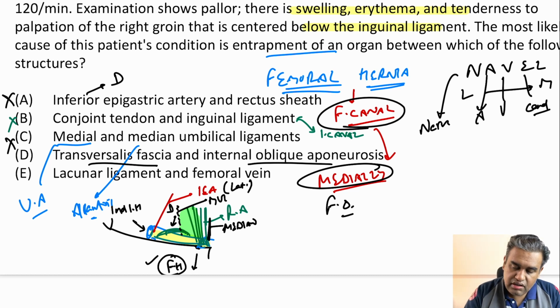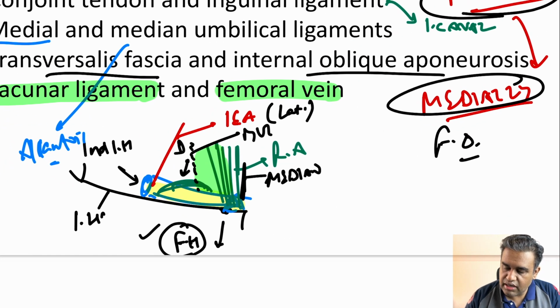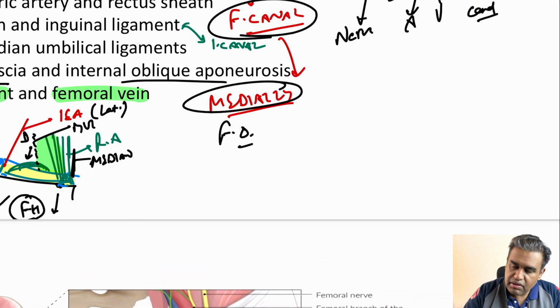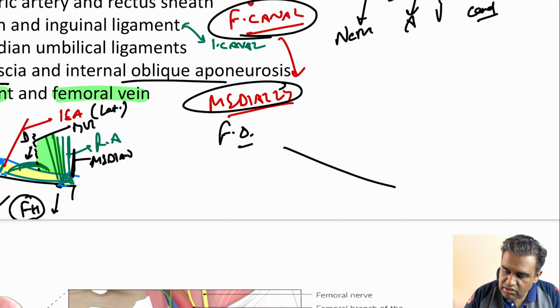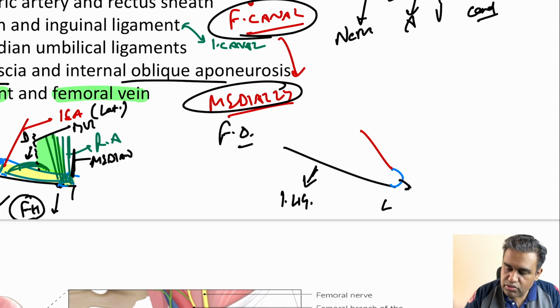Option E is lacunar ligament and femoral vein. Let me just highlight it. Lacunar ligament, and femoral vein. Now, if you look at this inguinal ligament, which I have tried to make with this simple color over here, this being the inguinal ligament. Now, if we trace the inguinal ligament medially, if I show you with a different color, it revolves around like this to be a lacunar ligament, which actually proceeds posterior to be the pectineal ligament. So, this is the inguinal ligament that we all know, Poupart's ligament. Medially, this is the lacunar ligament, and posteriorly, this is the pectineal ligament.